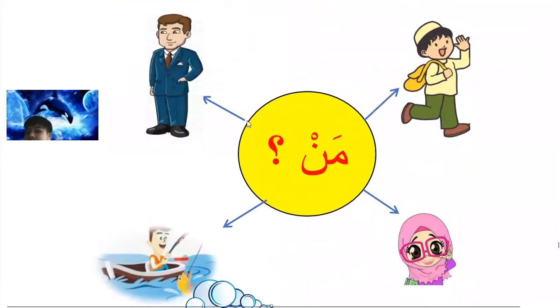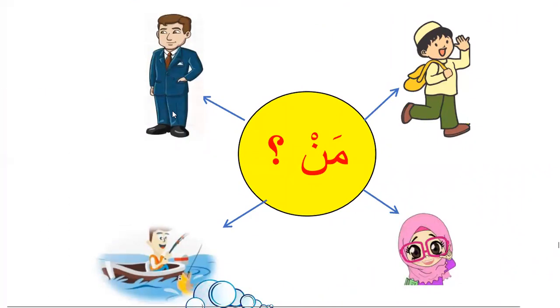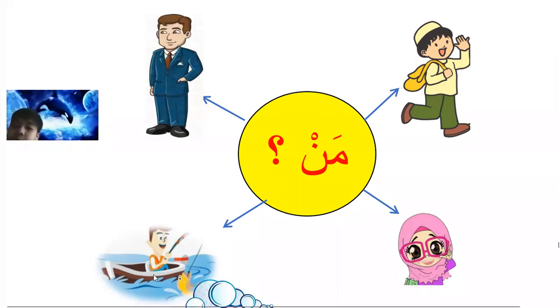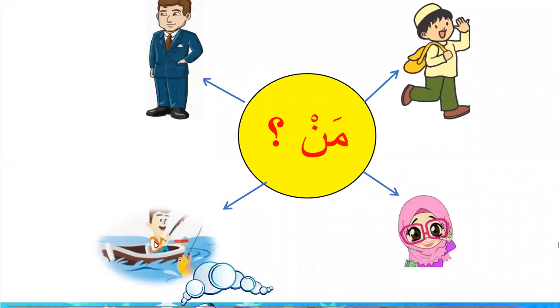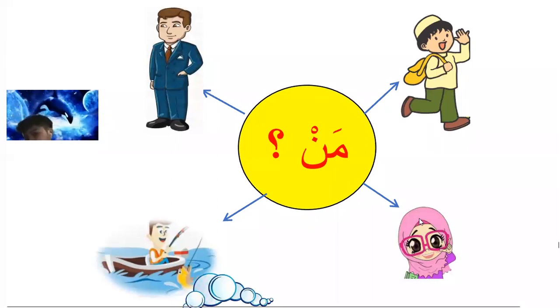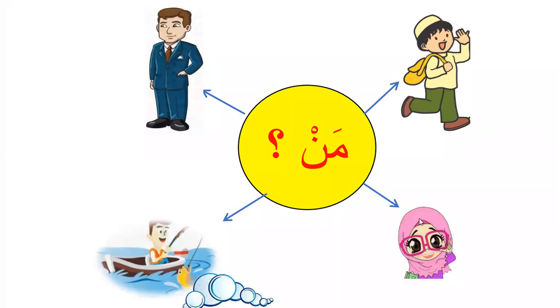Then next. Man. Okay. Man haza rajul. Good. Who's next? Which one? This one. The fish, the hunter. Yes. Okay. Man haza. Haza sayyad. Sayyad, okay. Then the girl. Ma hazihi bint. Man hazihi. Hazihi bint. Good.